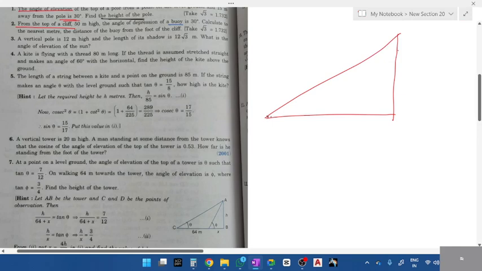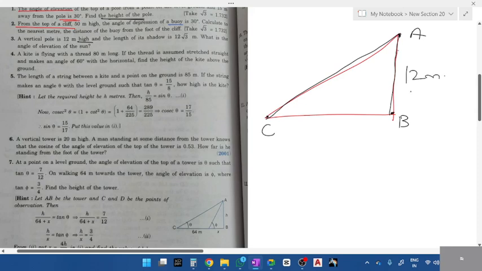Okay, shall we try the third question? Did you all do it? A vertical pole is 12 meters high, right? So name it as A, B, C, students. Which is the vertical pole here? Yeah, tell me which is the vertical pole. 12 meters high is given, the height is given. So AB, AC or BC? AB will be the height of the pole, right? The height is given, 12 meters.